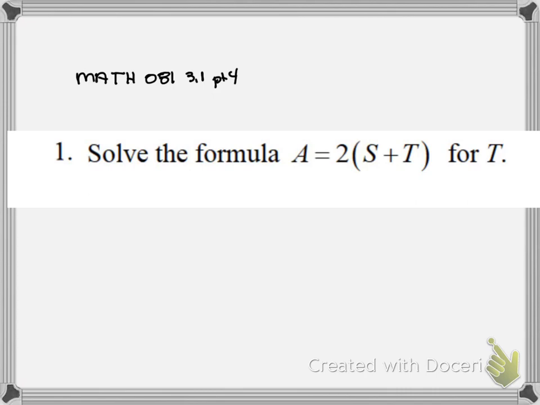It says solve the formula A equals 2 times the quantity S plus T for T. Again, we need to think about how this is being grouped and arranged in order of operations. These parentheses are grouping the S and the T together. So what does that mean? Well, that means that I have to get rid of this 2 before I can do anything to get rid of the S.